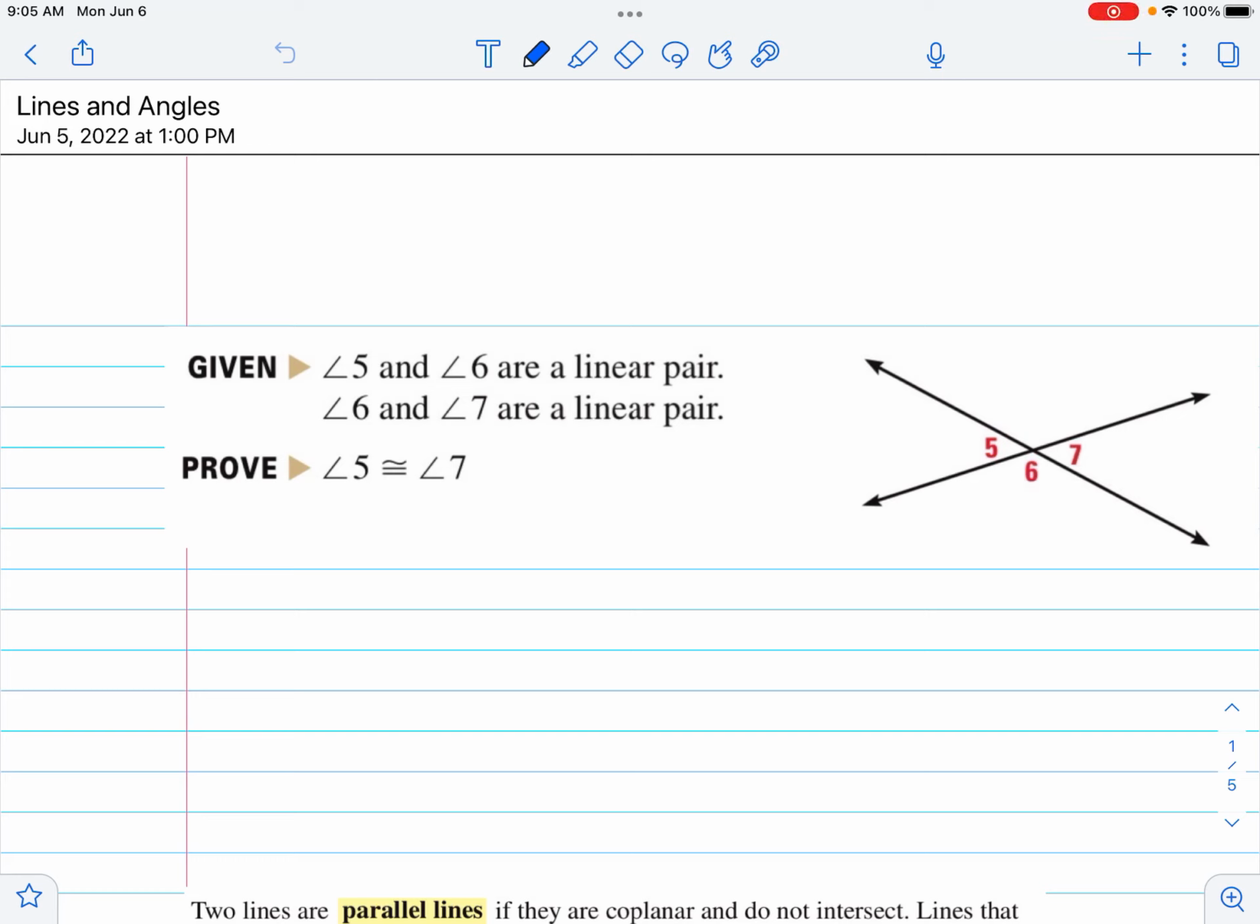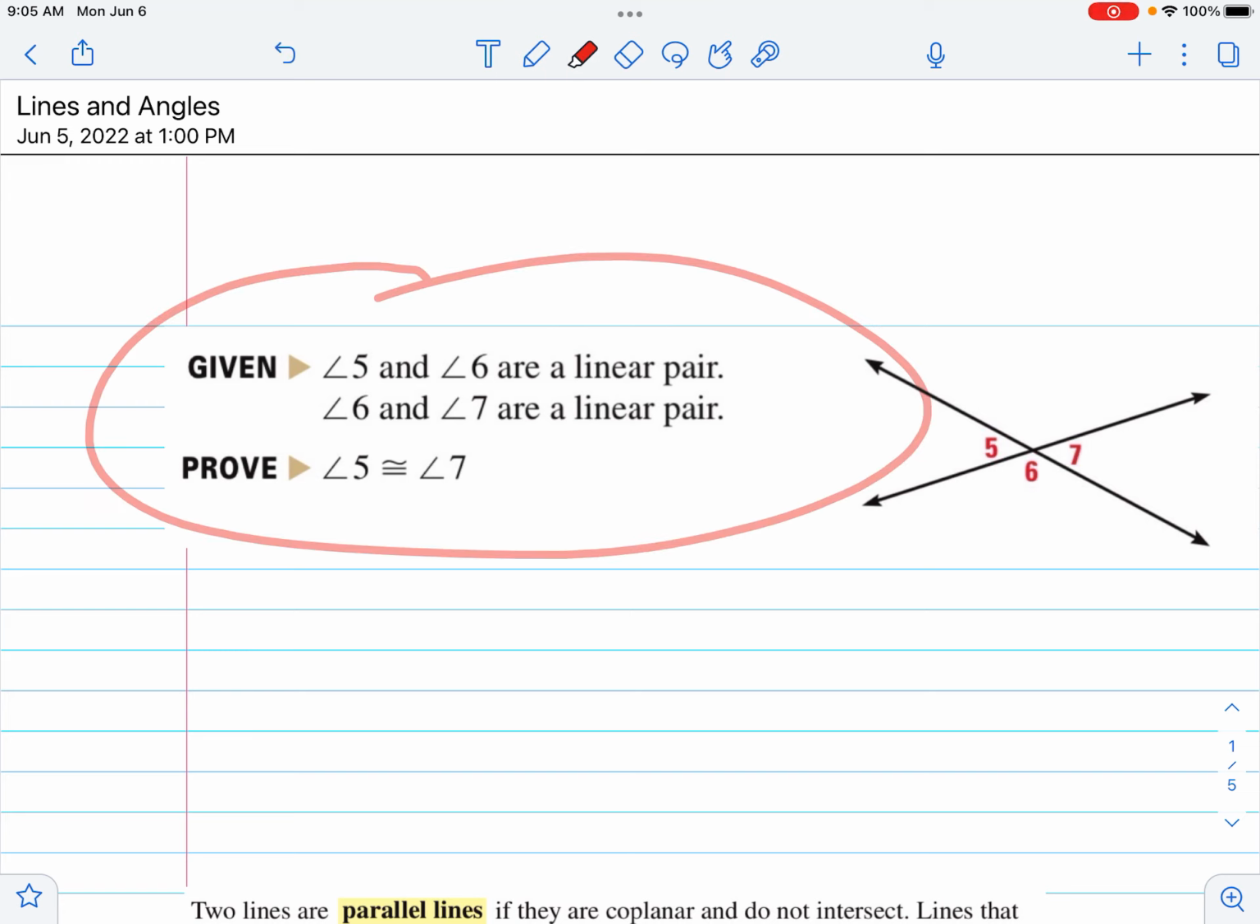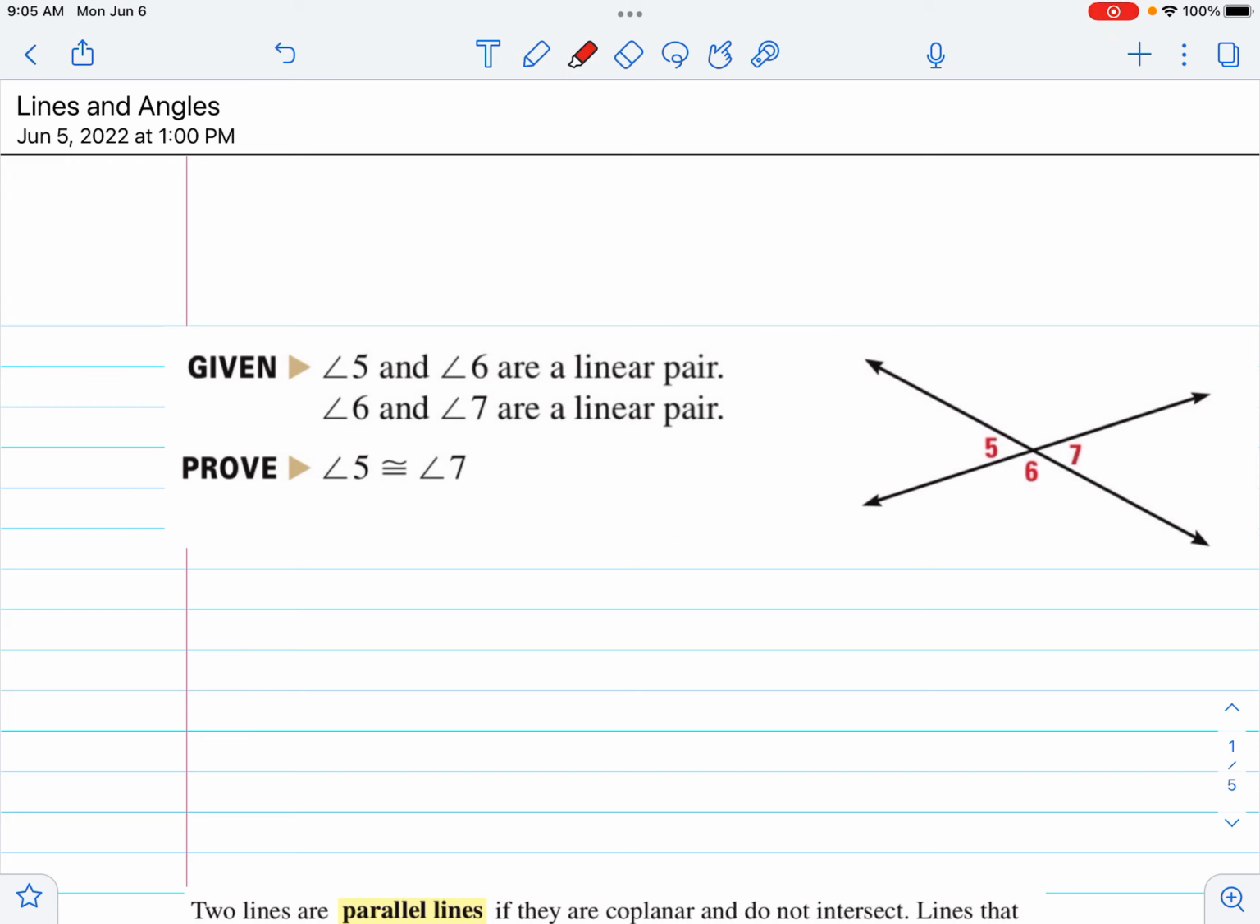We're going to spend the next few videos discussing lines, investigating lines, parallel lines, perpendicular lines, intersection of lines, that sort of thing. I want to start off with this first problem here, where we're given that angle 5 and 6 are a linear pair. So if you look over here, I should label this other point maybe angle 8.